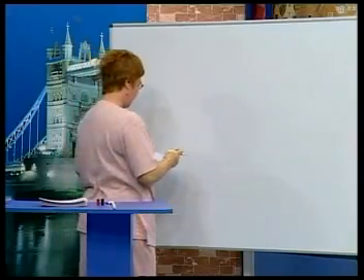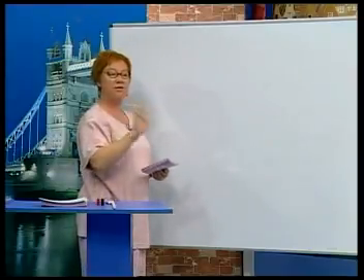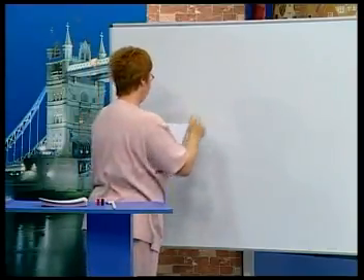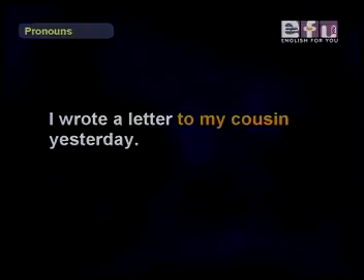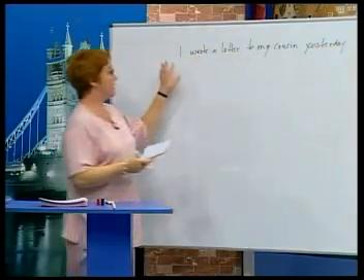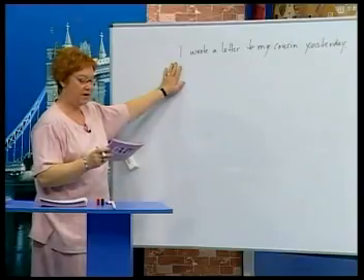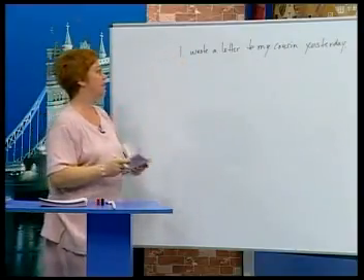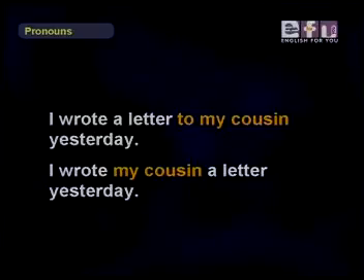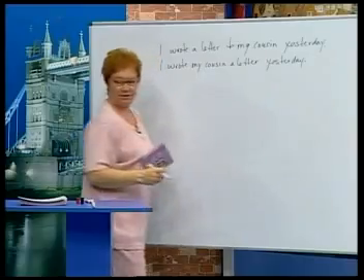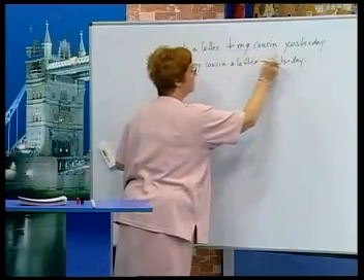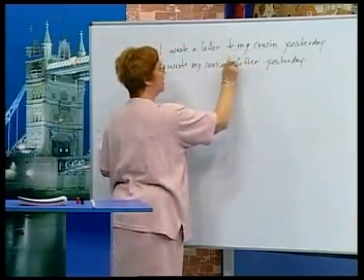All right. Now, we're going to change the direct and the indirect objects. So, I wrote a letter to my cousin yesterday. I wrote a letter to my cousin yesterday. Okay, Susan, I want you to change it. I wrote my cousin a letter yesterday. Okay? So we moved this, we put it here, and we took out two.